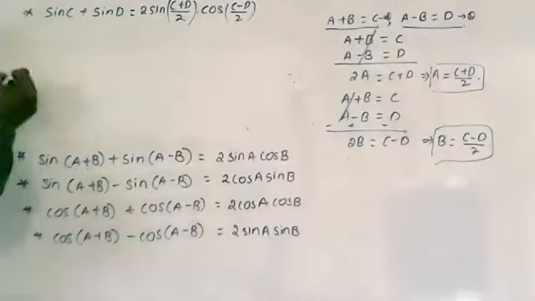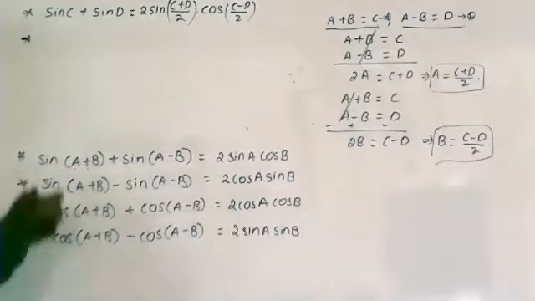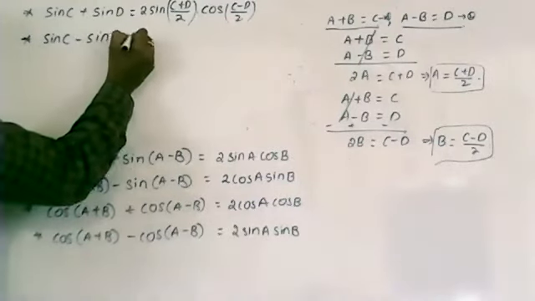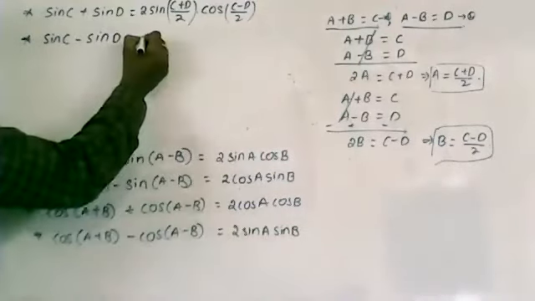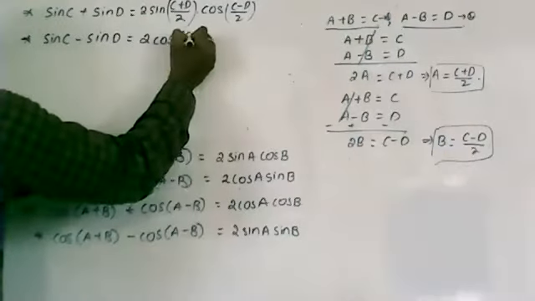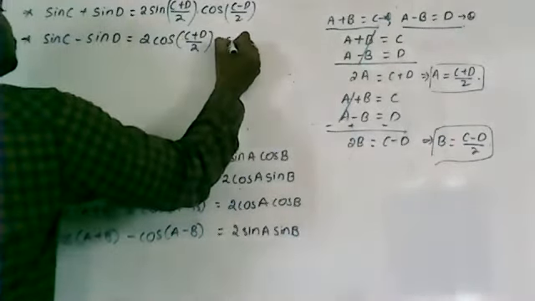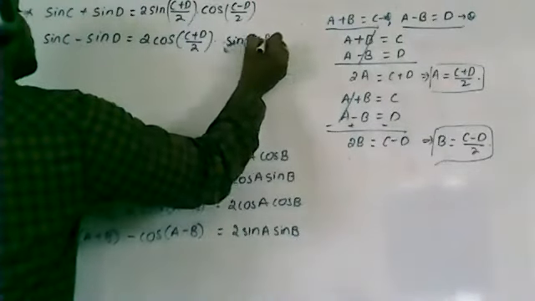In the same way, the second equation will become sin c − sin d. What is sin c − sin d? It is 2 cos a sin b, so 2 cos((c + d)/2) into sin((c − d)/2).